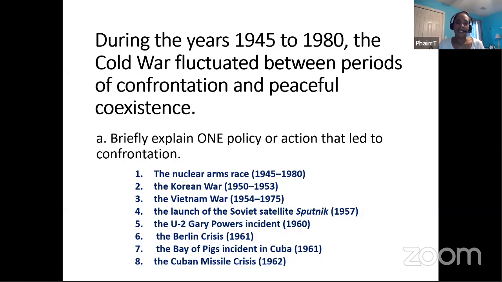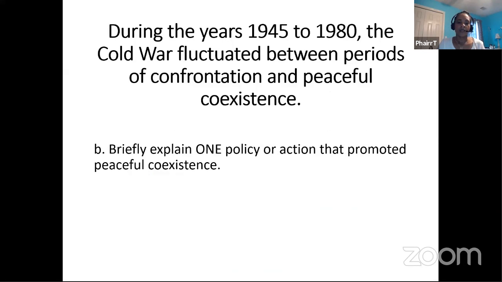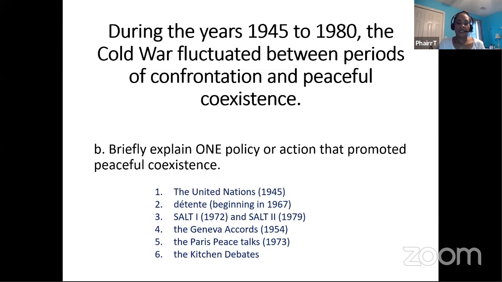So here are 8 things that you can talk about when you want to talk about how the Cold War fluctuated between periods of confrontation and peaceful coexistence. All of these things will touch on that if you mention those. Part B, briefly explain one policy or action that promoted peaceful coexistence. And again, these are all things that promoted peaceful coexistence: United Nations, Détente, SALT I, SALT II, Geneva Accords, Paris Peace Talks, the kitchen debates.